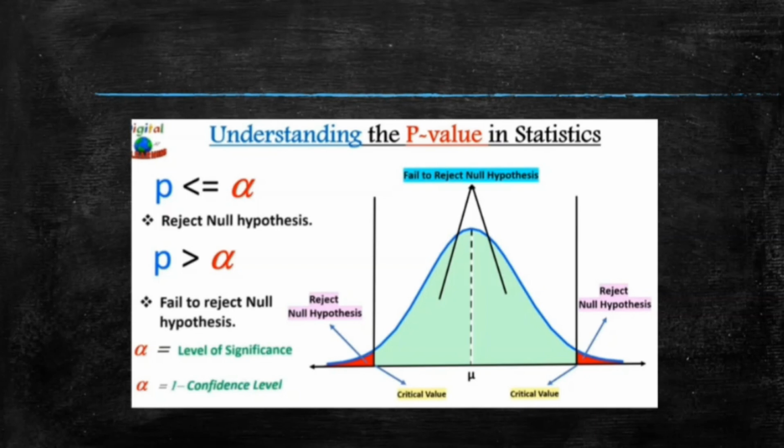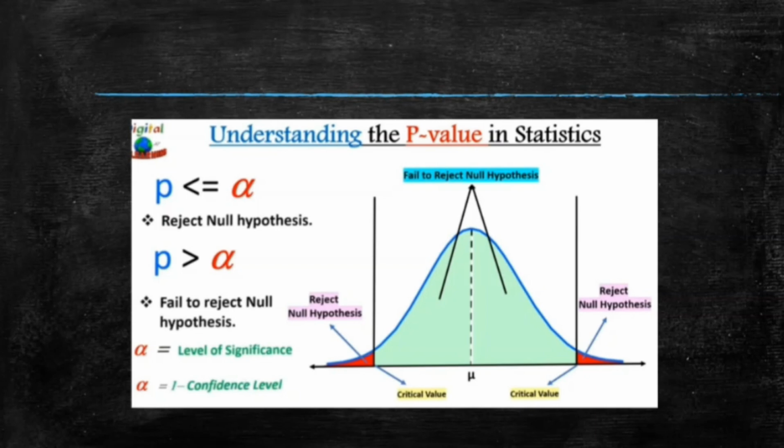The smaller the p-value, the stronger the evidence that you should reject the null hypothesis. If p is less than or equal to alpha, reject the null hypothesis. If p is greater than alpha, fail to reject the null hypothesis. As you can see here in the graph, the red is the reject null hypothesis region. The green side is the fail to reject null hypothesis region. So the higher the p-value, the more you fail to reject the null hypothesis. The lower it is, the more you reject the null hypothesis.